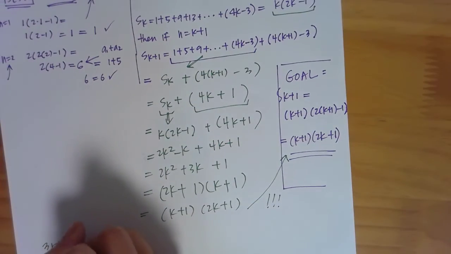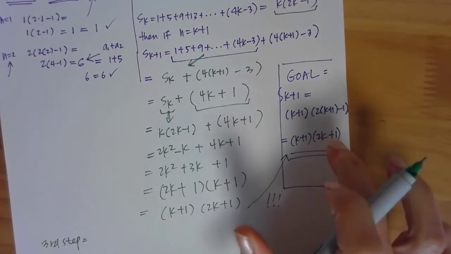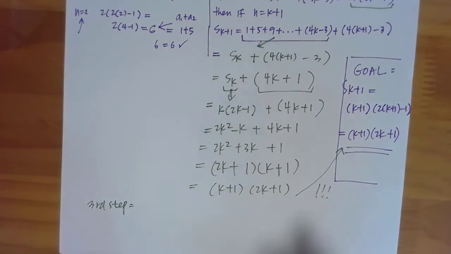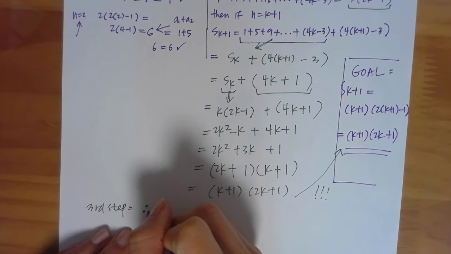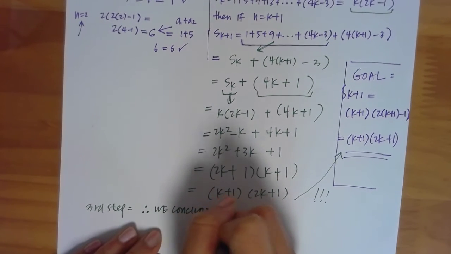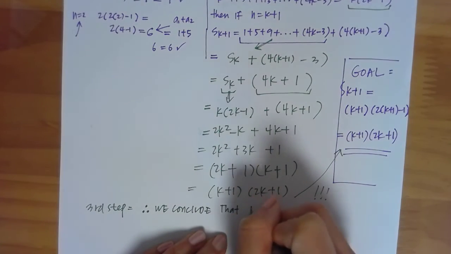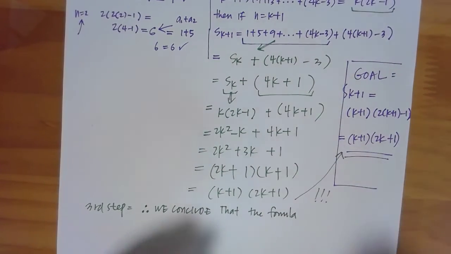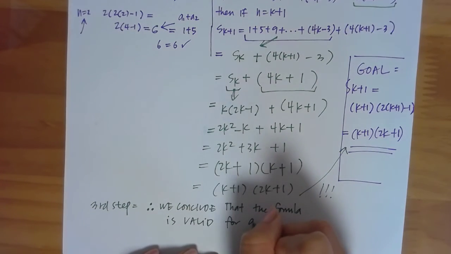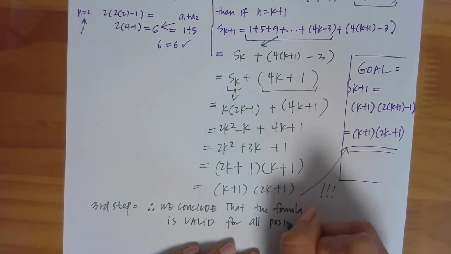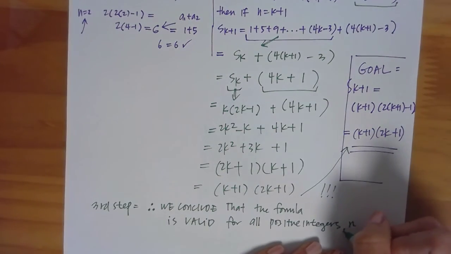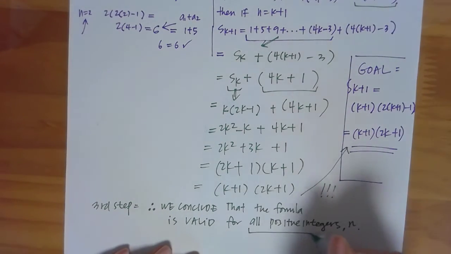Your third step is this. You see how organically it happened? You had your goal, but you've reached it organically. That's what you're trying to do. Now, the third step is to say this. Therefore, this 3 dots means therefore. Therefore, we conclude that the formula is valid for all positive integers n.